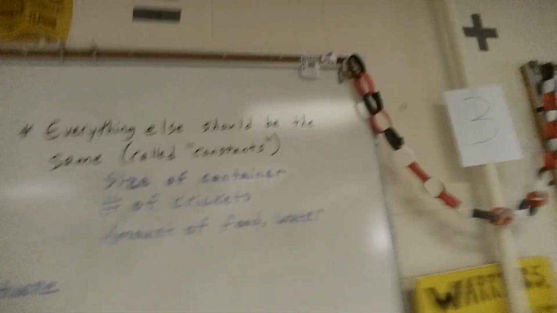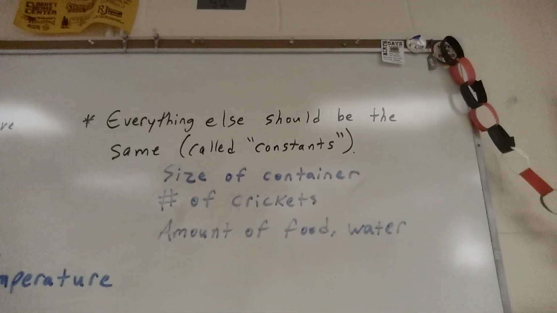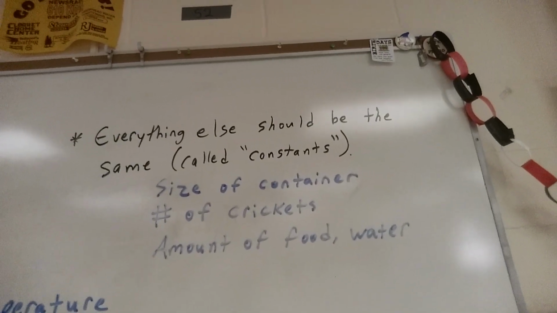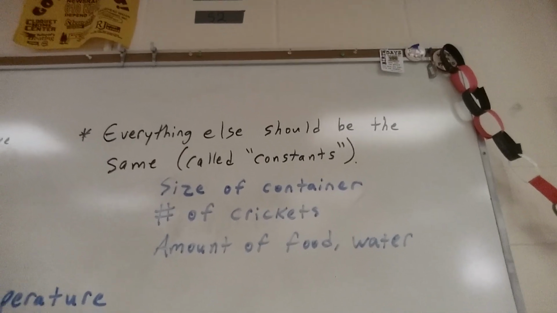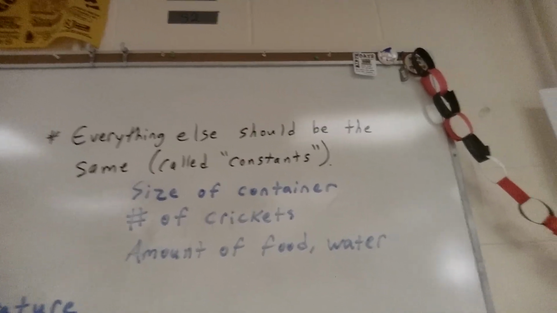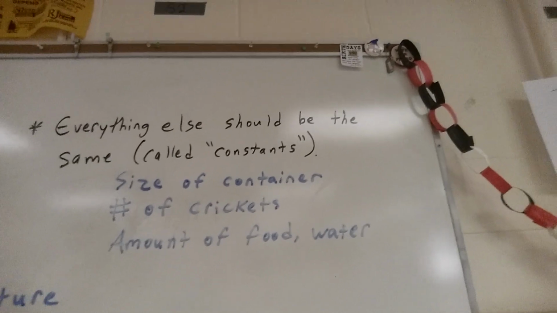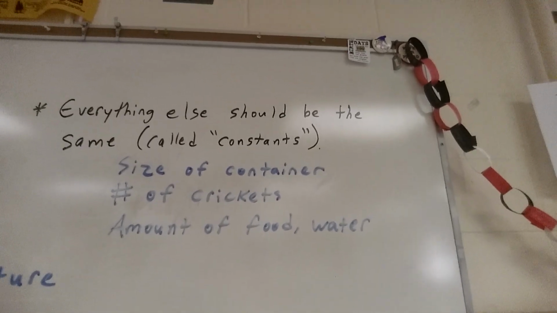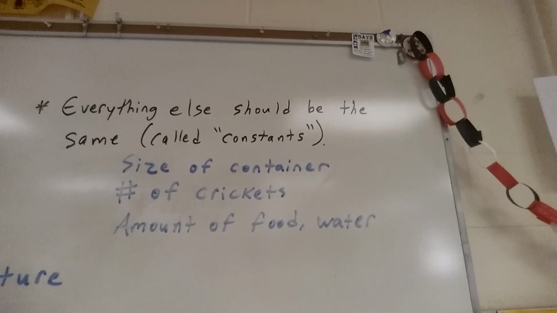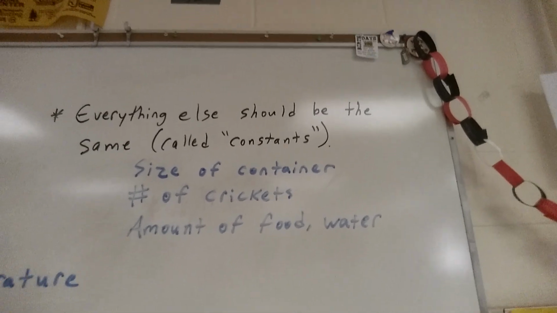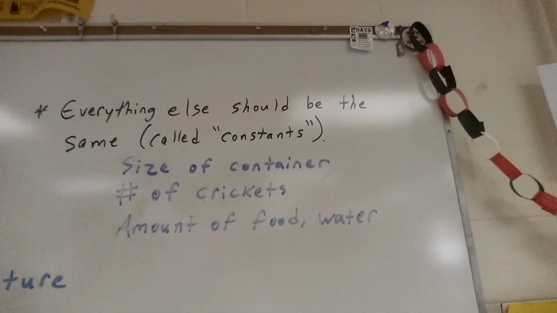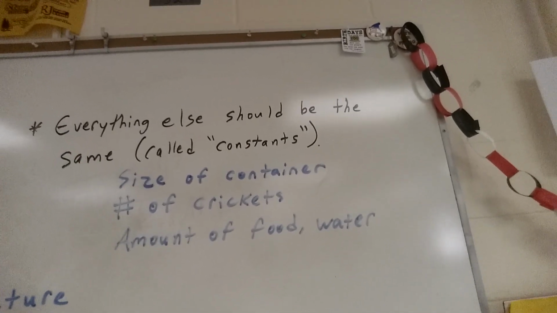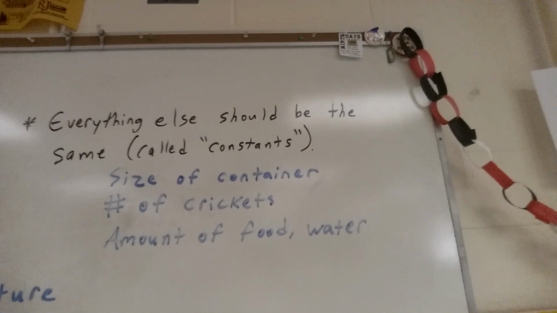All right, here's a little bit of notes. Write this down. The word constants, okay? Everything else in our Cricut containers should be the same. Those are called constants, all right? So like, for example, the size of the container, the number of crickets, the amount of food, water, toys, tunnels, the amount of time that the people are listening for the chirps, all those things should be the same. They're what we call constants, all right?